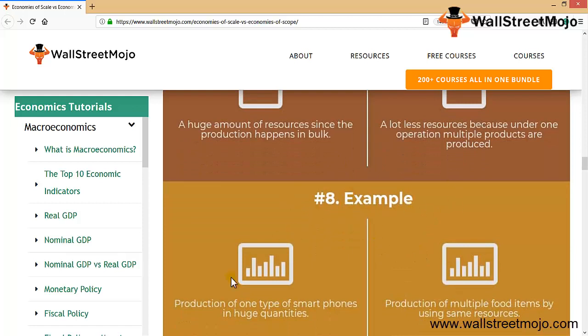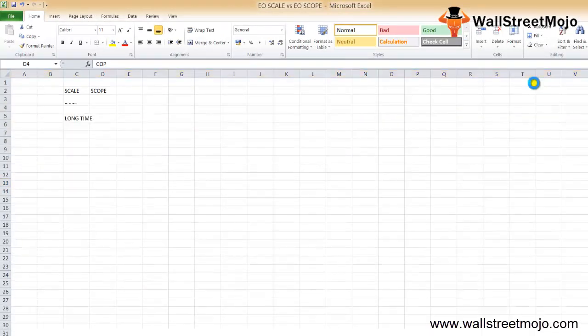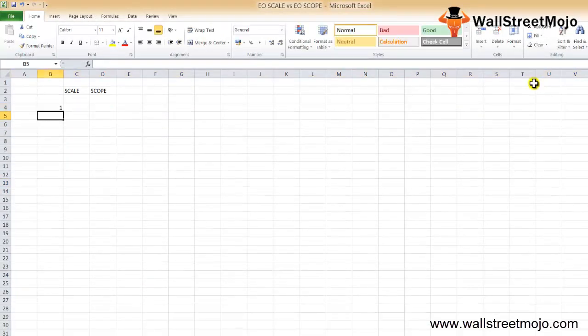Now let's take an example on the same. Production of one type of smartphone in huge quantities is scale, but when we talk about scope, it is production of multiple food items by using the same resources. With the help of milk, you are producing cheese, mozzarella, and so on and so forth. So this is basically the example for both scenarios. Now let's understand what are the key differences when we talk about scope and scale. Okay, let's begin on the same.